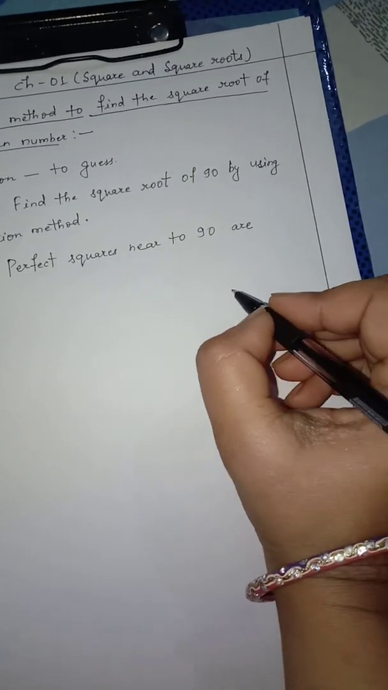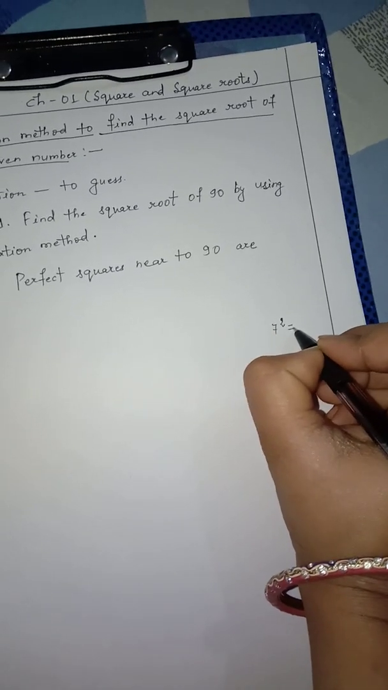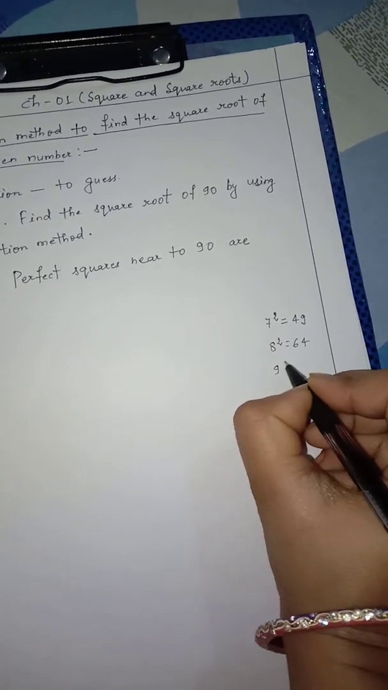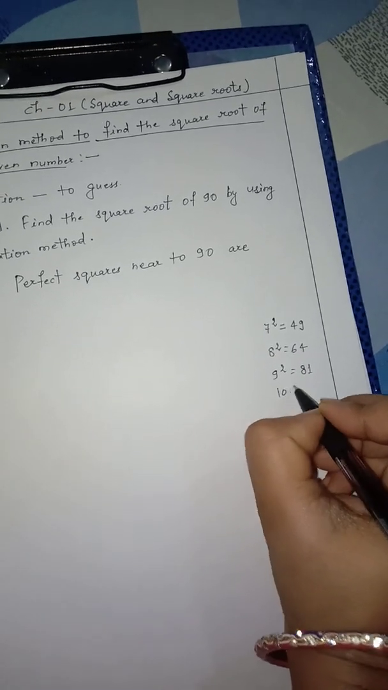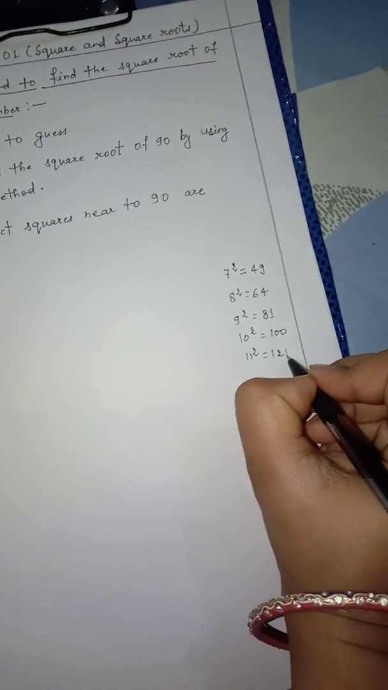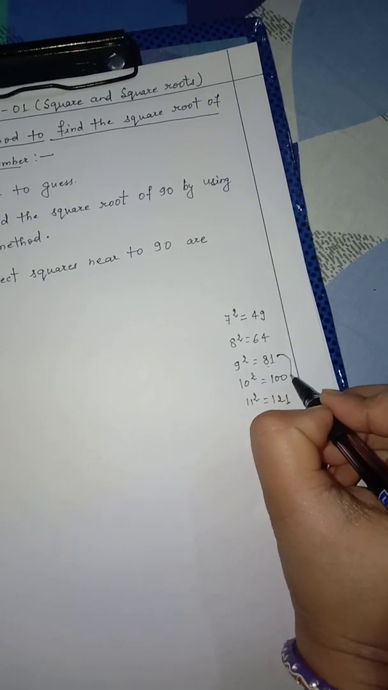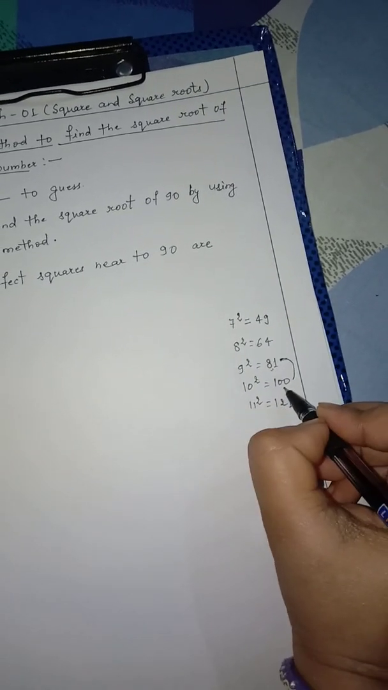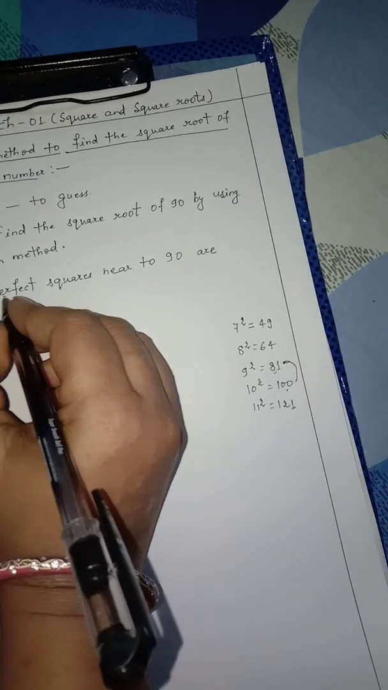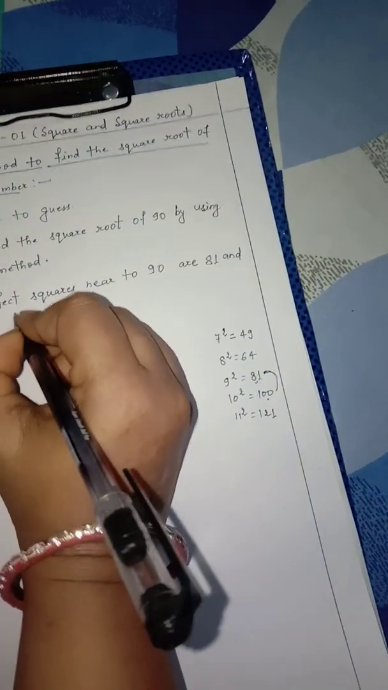How many numbers are perfect squares near to 90? So, now let's check from 7 square. 7 square equal 49. 8 square equal 64. 9 square equal 81. 10 square equal 100. 11 square equal 121. Now check. Perfect squares near to 90 are only two perfect squares. These are 81 and 100.